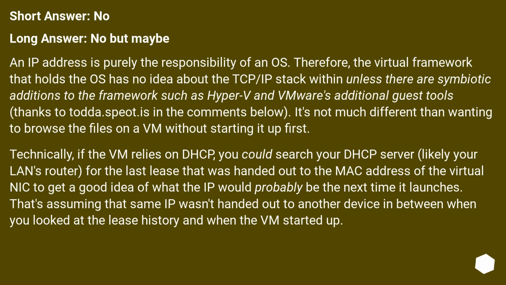It's not much different than wanting to browse the files on a VM without starting it up first. Technically, if the VM relies on DHCP, you could search your DHCP server, likely your LAN's router, for the last lease that was handed out to the MAC address of the virtual NIC to get a good idea of what the IP would probably be the next time it launches. That's assuming that same IP wasn't handed out to another device in between when you looked at the lease history and when the VM started up.